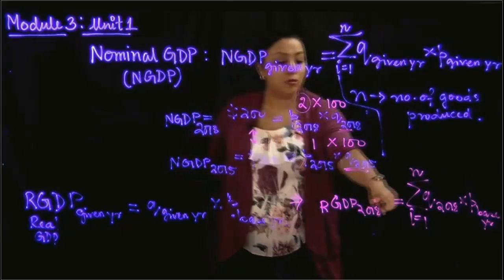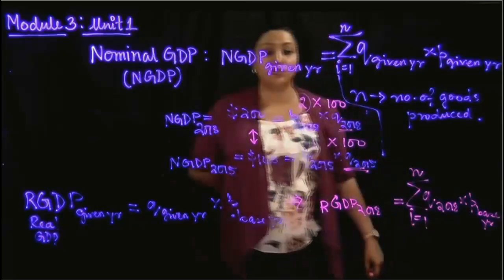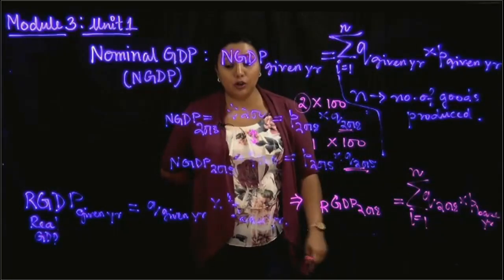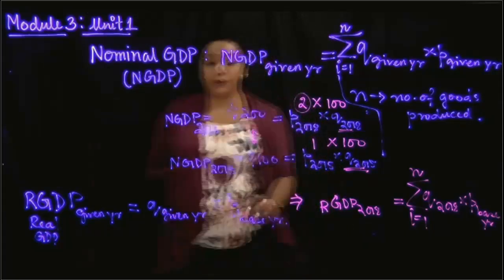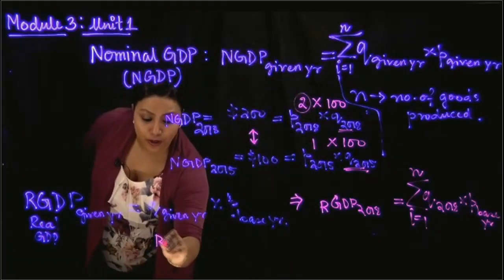If there are 3 goods produced, you would do this for the 3 goods and you would add for each individual good. That is real GDP. Now, how is the real GDP helpful? Please, let's see what we are doing here.